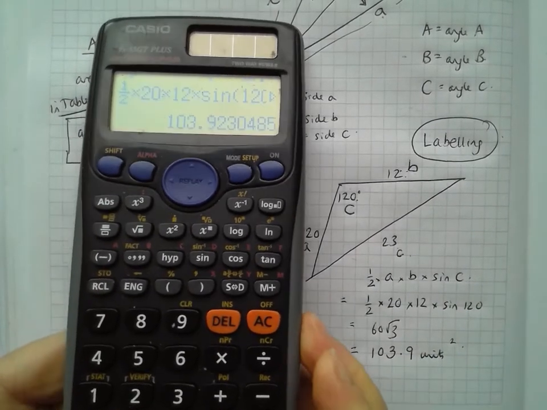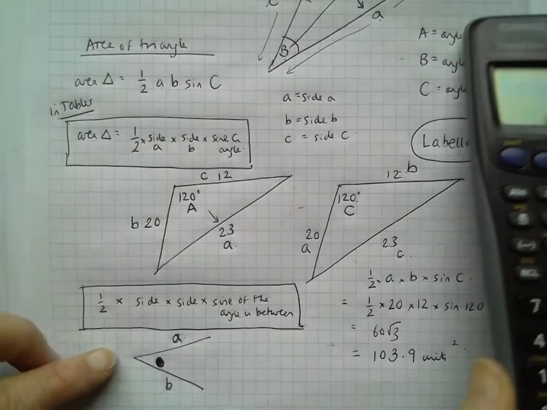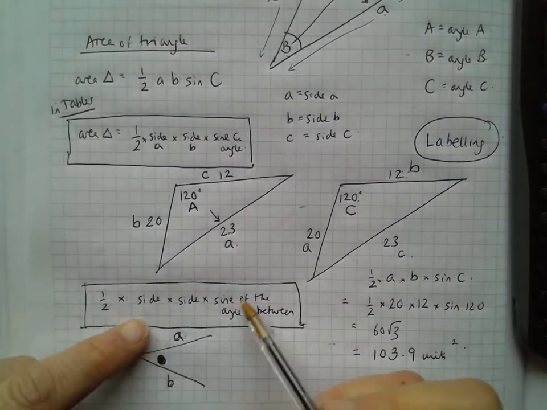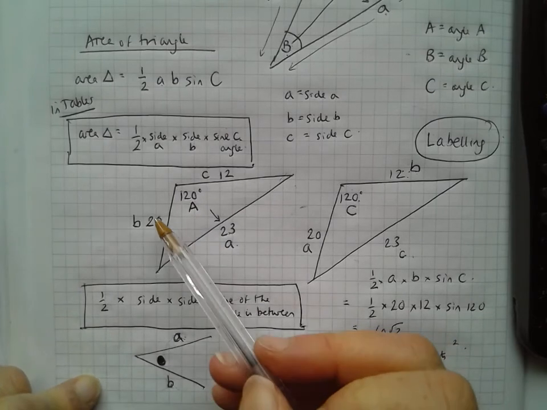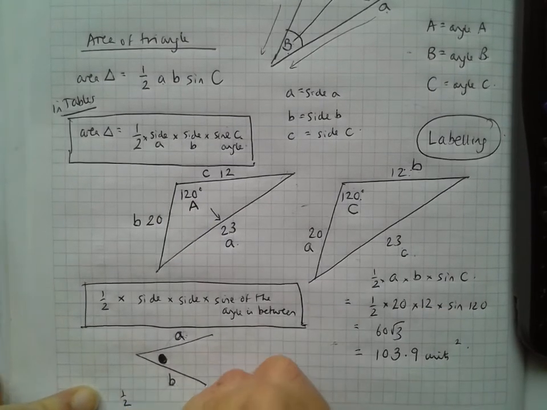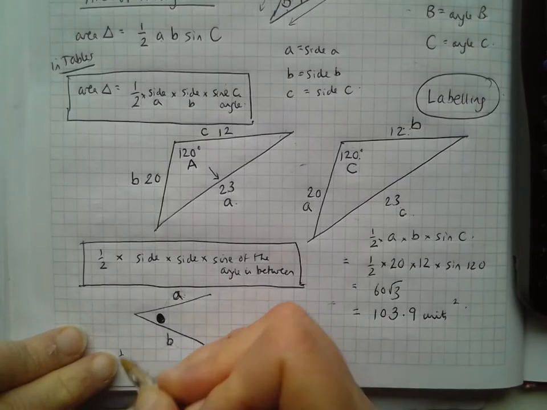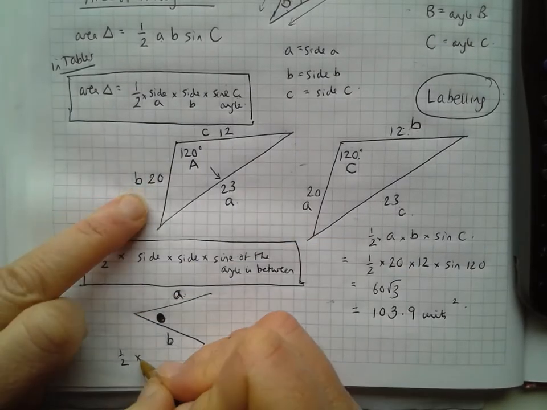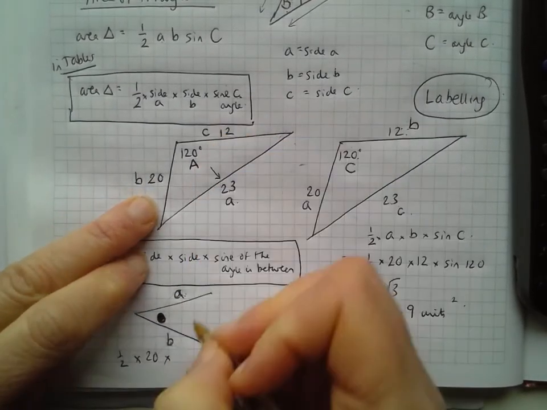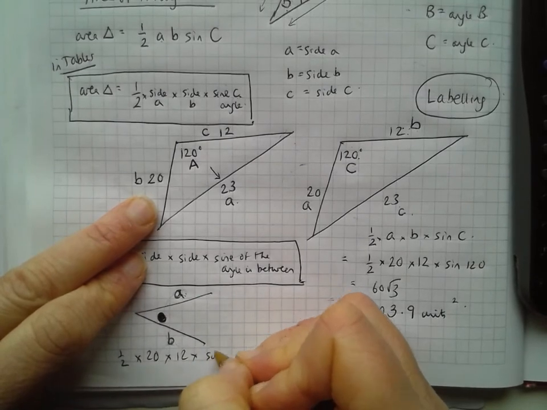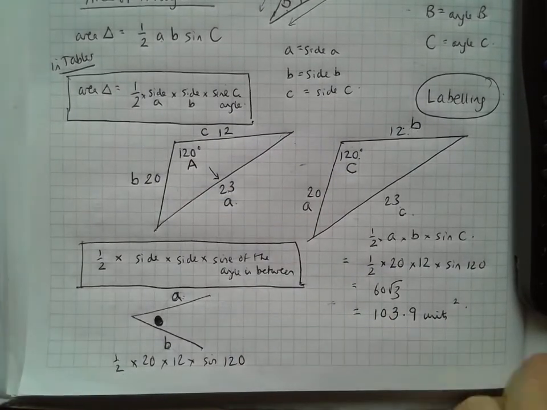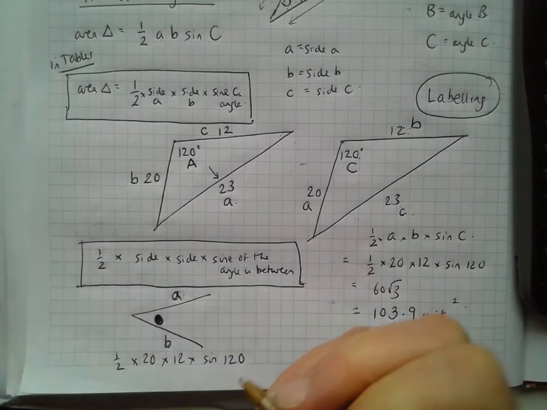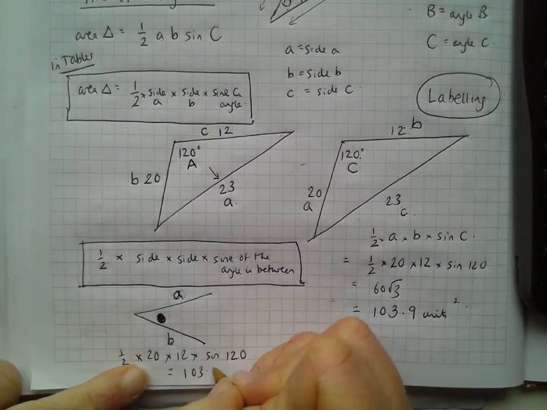So how would I have used this to help me with my labeling that I started with originally? Well, if it's a half of a side by an angle in between, then it would be a half of a side, which is 20, by a side, which is 12, by the sine of the angle in between, which is sine 120. It's the same thing. Side by the sine of the angle in between, which would give me 103.9 units squared.